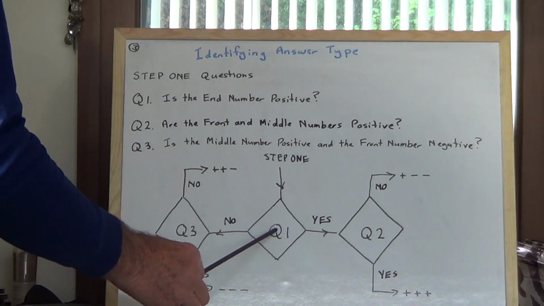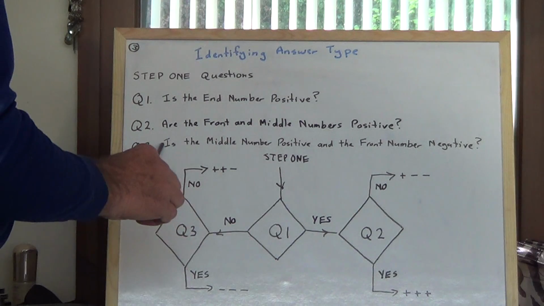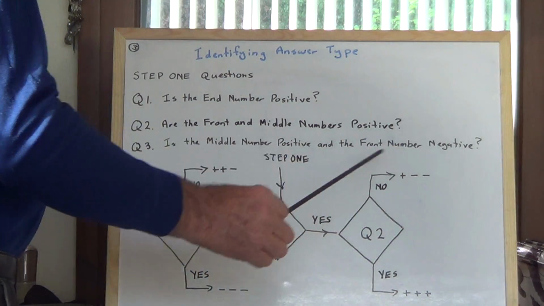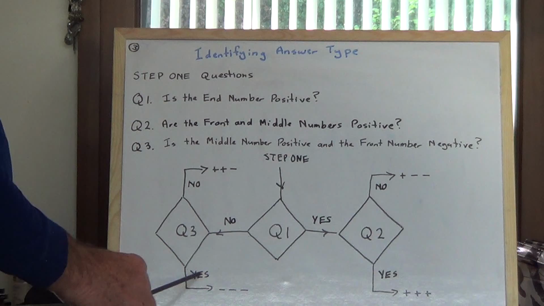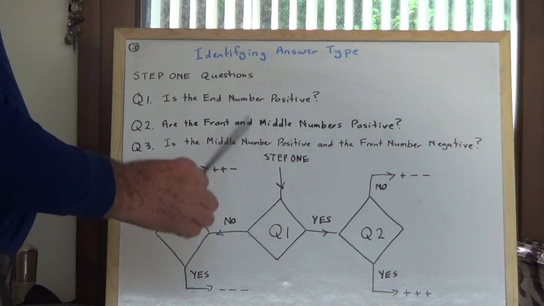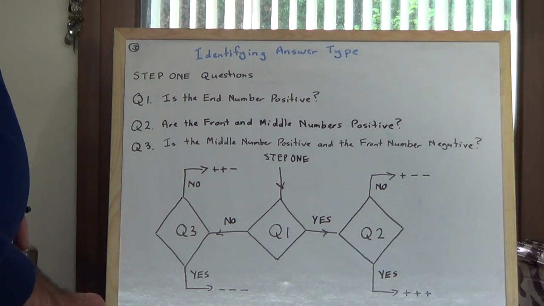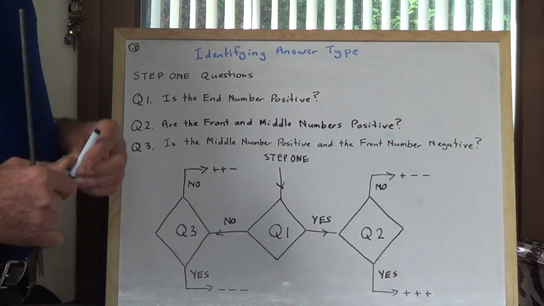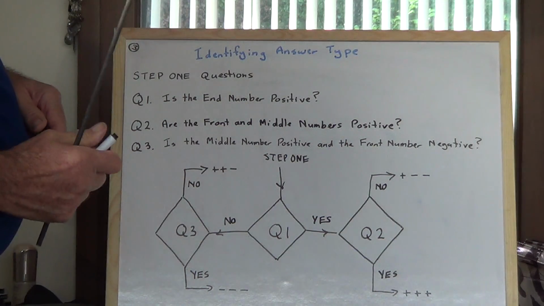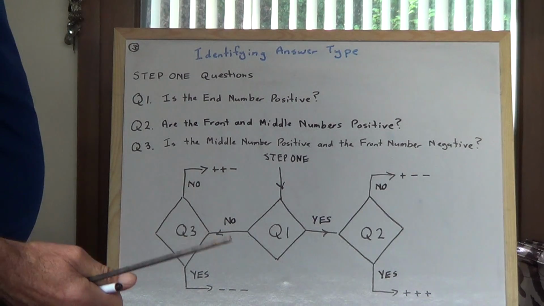If you go the other way, if the n number is negative, you go this way and you answer this question: is the middle number positive and the front number negative? And if that answer is yes, then you know you've got 3 negatives, and if that's not the case, then you've only got 1 negative. And that makes it quite easy to do the factorising of cubics. Now we'll do some examples.